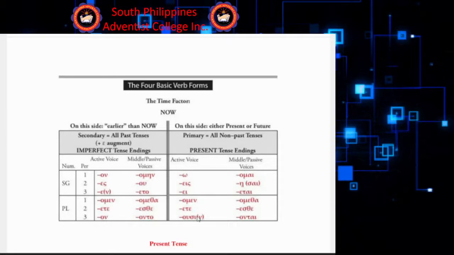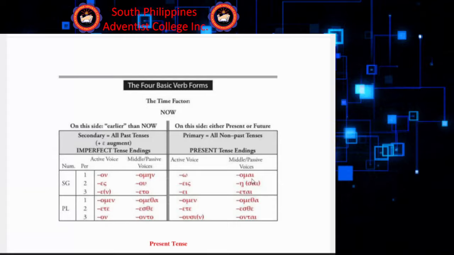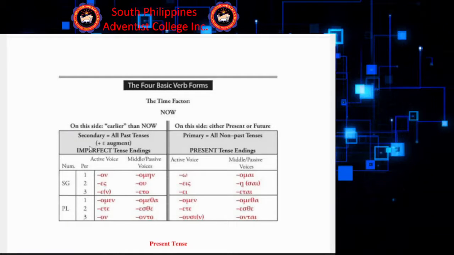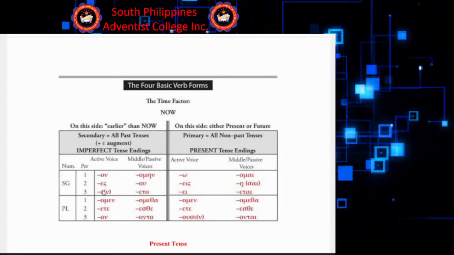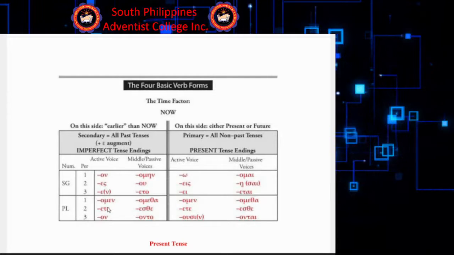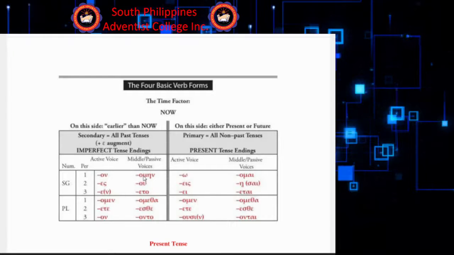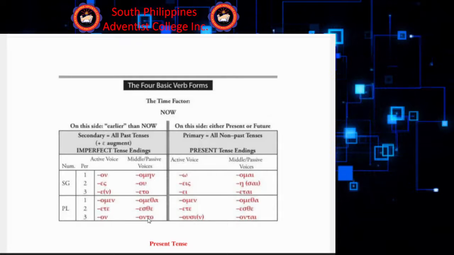sa, omen, iti, usi. That's for active voice. For the middle and passive voices, we have omay, a, itay, ometa, iste, untay. And for the imperfect tense, we have on, sa, omen, iti, on. For the middle or passive voices, omen, u, itu, ometa, isti, ontu.